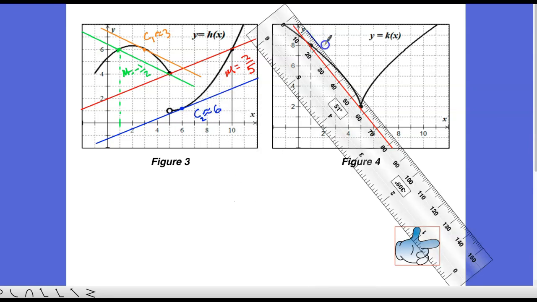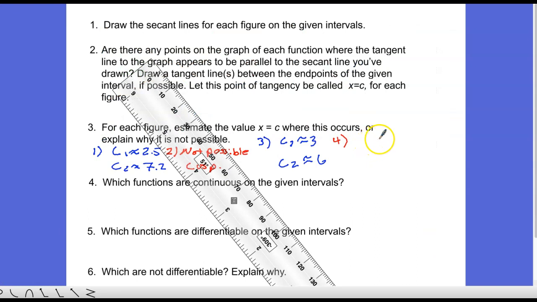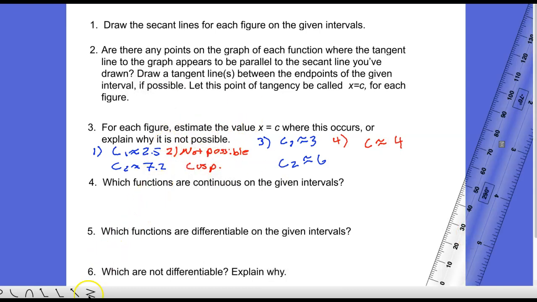Let's see if we can sketch a tangent line. So here's our tangent line, and approximately x equals 4 would be our point of tangency. So we can say that c is approximately 4. And again, our slope for both the secant and the tangent line is going to be -3/2. So we have c approximately 4. Alright, so let's do a little bit of analysis now and think about what's going on here.